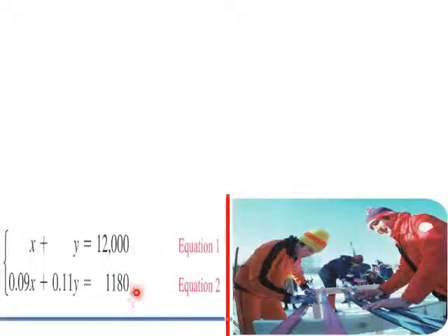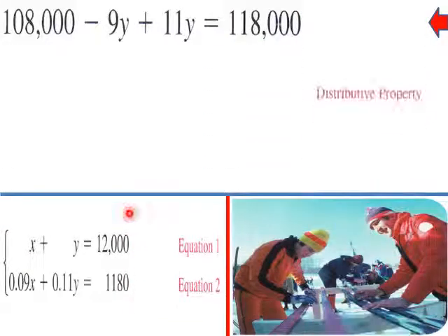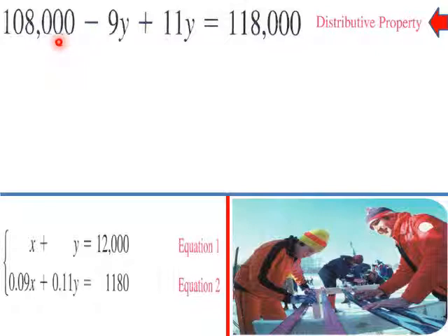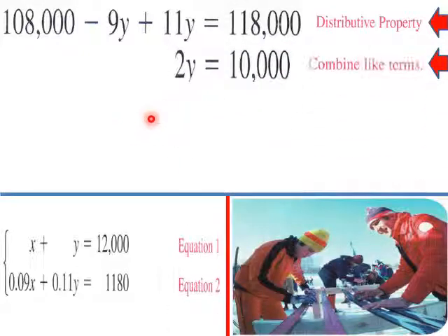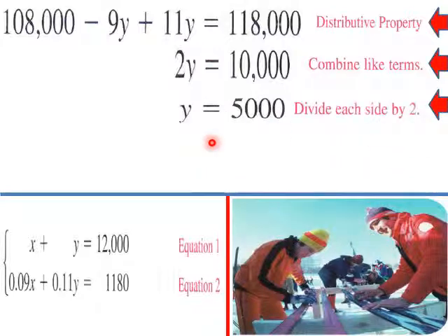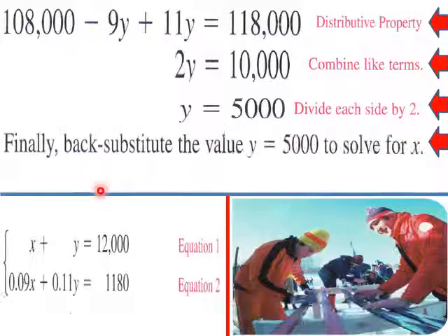Okay, so now that we have that, we have 108,000 minus 9y plus 11y equals 118,000. And when we solve for y here, we move this over here, we move this over here, and we get 2y equals 10,000. So y would equal 5,000. So y here equals 5,000. But it's easy to tell now what x will be, right?